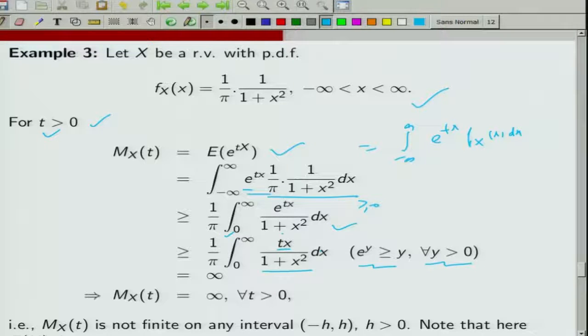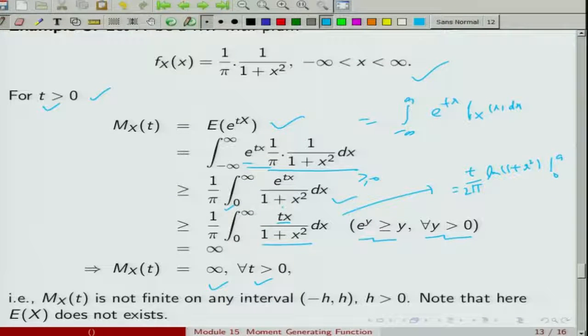If you take t outside, this becomes t by pi, in fact t by 2 pi, and then it is a derivative of that, so log of 1 plus x square, from 0 to infinity, and this becomes infinity. So M_X(t) is infinity for every t greater than 0. So that means you cannot find any neighborhood of 0 where M_X(t) is finite, because you have shown that M_X(t) is infinite as long as t is greater than 0. So M_X(t) is not finite on any interval minus h to h, h greater than 0.